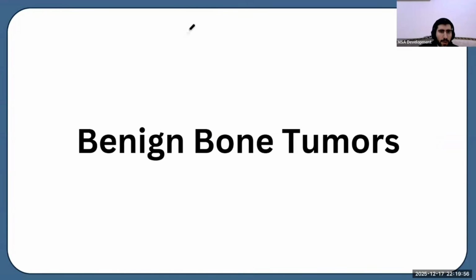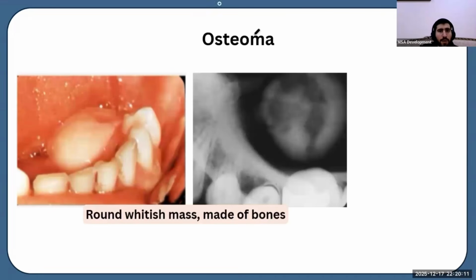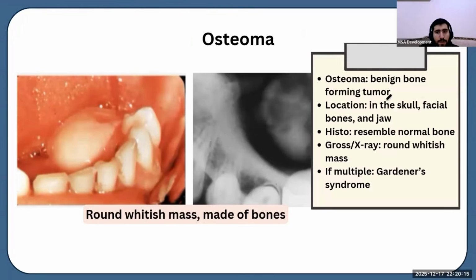Now we will start with bone tumors. Primary bone tumors can either be benign or malignant. Benign ones don't cross the membrane, they are not very scary, and they have a good prognosis. On the other hand, malignant ones are very vicious and have a bad prognosis. The first benign bone tumor is osteoma. Osteoma is a benign proliferation of bone-forming cells, which are osteoblasts.